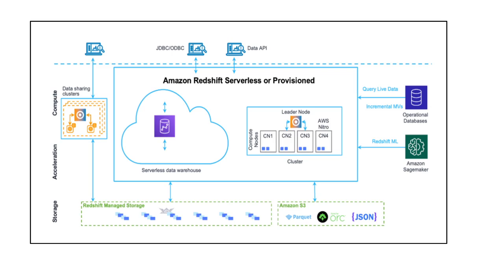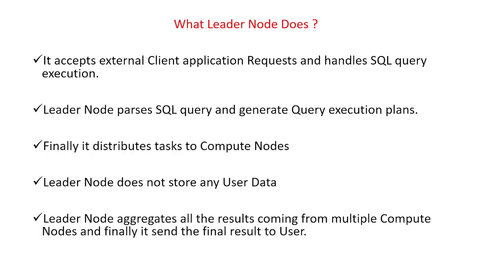So what is going to happen if I just go to the picture? You can see when the compute nodes are running in parallel, once they finish all their computations, they will one by one go back to the leader node and give back the result. And then the leader node will aggregate these results and send them back to the user. Hope the leader node concept is clear.